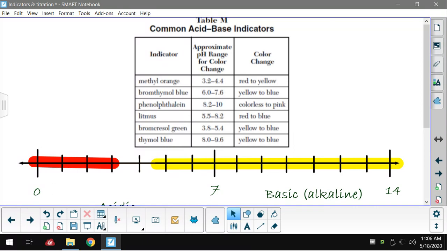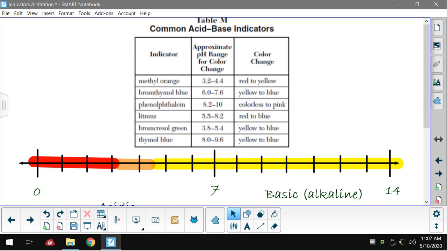If, however, that solution turns orange, then that means you're right there in the middle, between 3.2 and 4.4. So you've really narrowed that pH of that solution down. All right. And so if you find a solution and you put an indicator in it and it turns orange, you know that pH is somewhere between 3.2 and 4.4. You can be pretty confident.